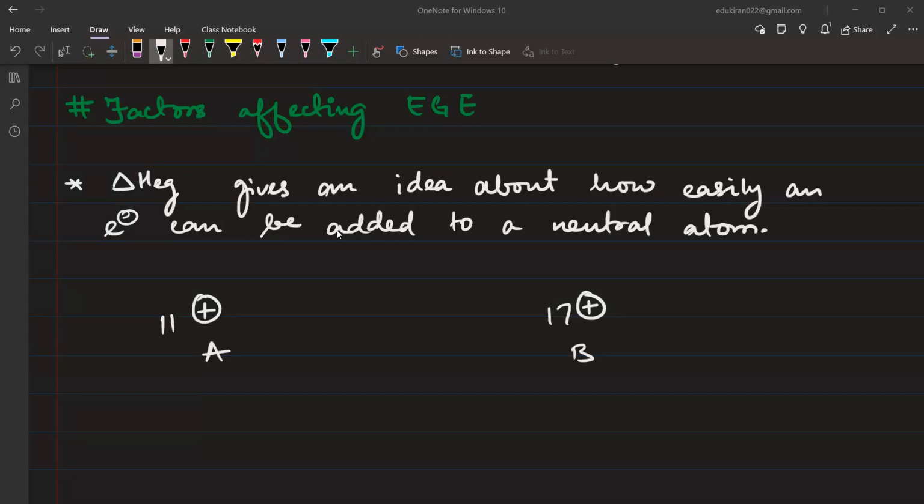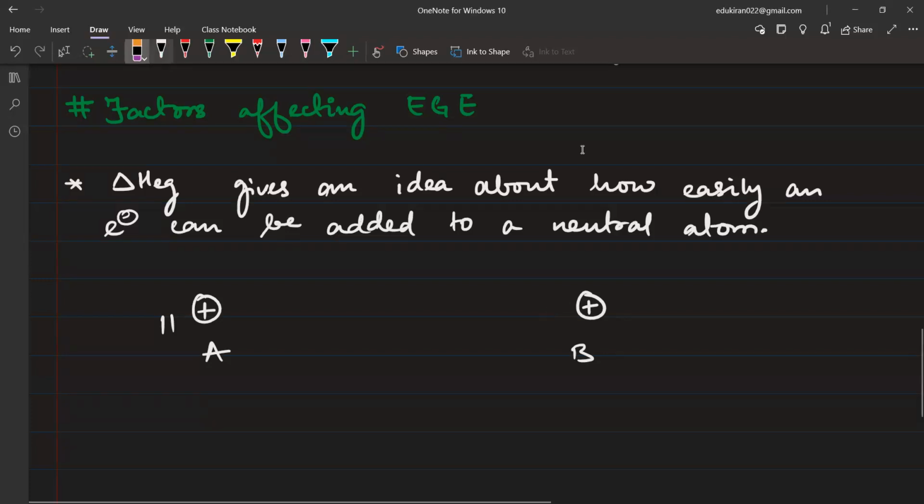I think it's B, sir. Then we can obtain the octet rule. No, let's forget about the octet. We are just talking about the positive and negative charges. Even then, the electron that is added to the B atom will be attracted more effectively, correct? Because it has 17 protons, right? Yes or no?